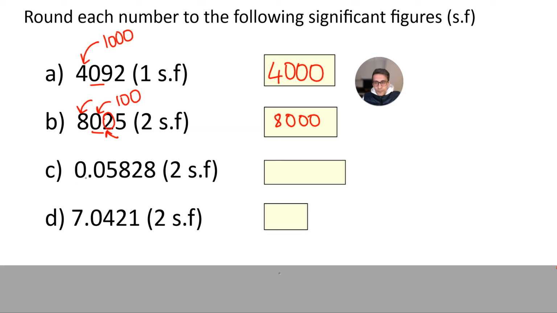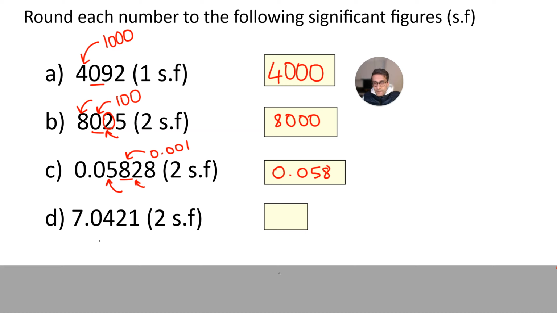Okay, question C. The first significant figure is 5, and the second significant figure is 8. And we're going to round to the second significant figure. So the place value here is tenths, hundredths, thousandths. So we're rounding to the nearest thousandths, or something in the 0.001 times table. Because the decider is 2, we don't round up, so it's going to be 0.058.